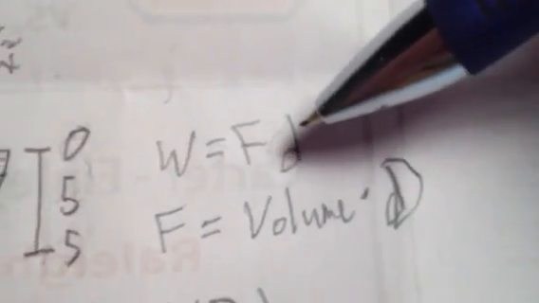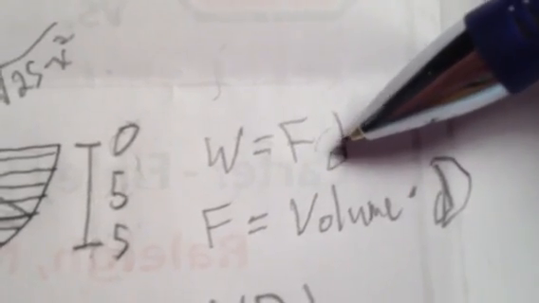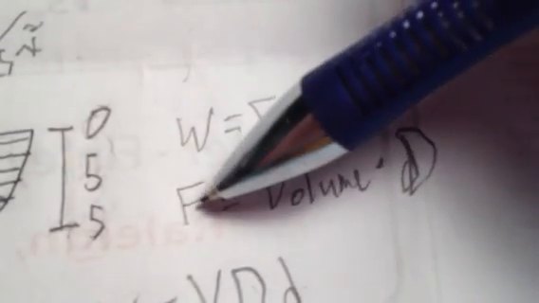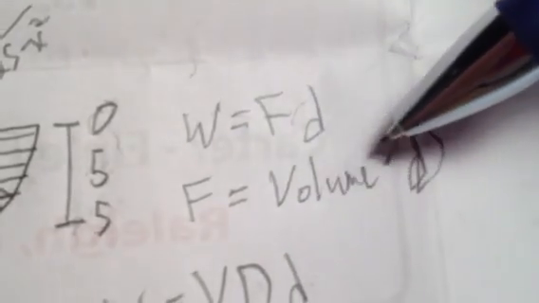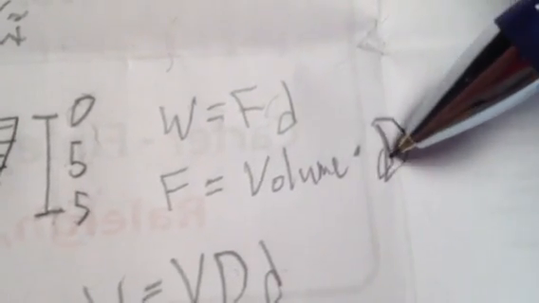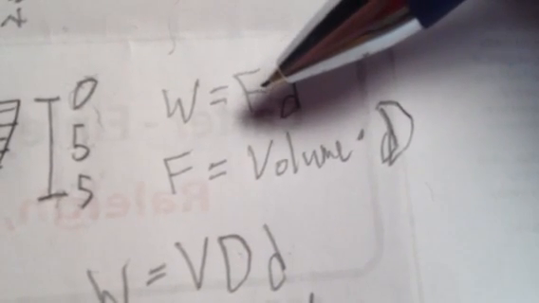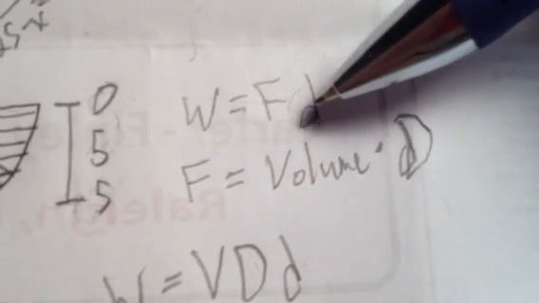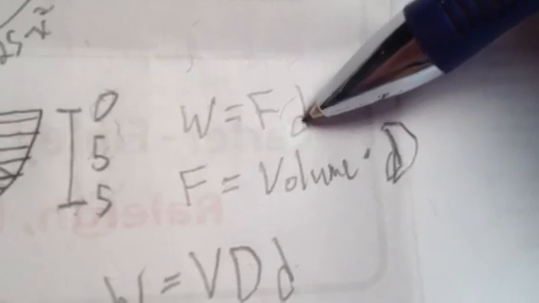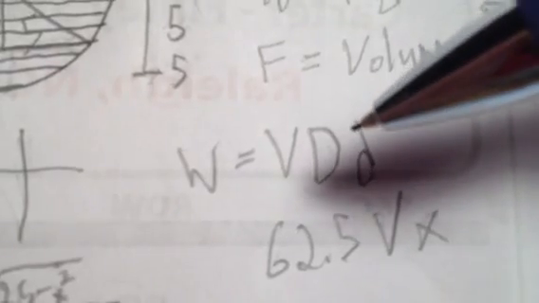Okay, so what we're going to use to find work is work equals force times distance traveled. Don't confuse little d for big D over here, because we're going to define force as volume times big D for density. Volume times density. So work equals force times distance. And with the force defined, now we get work equals volume times density times distance traveled.